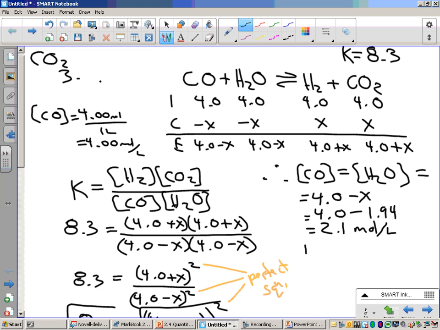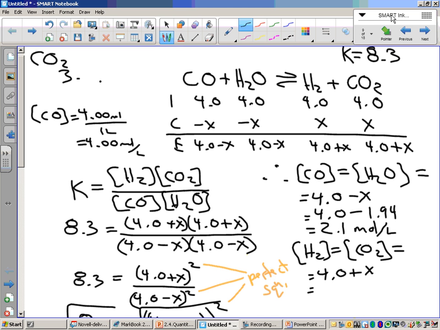And we can finish off with the concentration of H2 equals the concentration of CO2, which equals 4.0 plus x, which is equal to 4.0 plus 1.94, which is equal to what? 5.94.